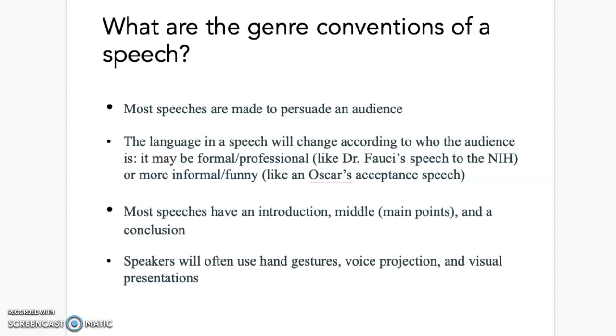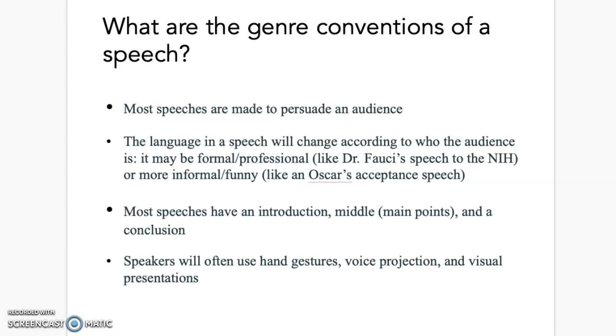So it might be really formal and professional, like Dr. Fauci's speech at the NIH, or it could be really informal and funny, like an Oscars acceptance speech. And we'll watch one of those later on this unit. Most speeches are organized in kind of a similar way to an essay, where they have an introduction at the very beginning that kind of pulls the audience in. Then they've got their main points in the middle, and a conclusion that gives the audience something to remember, something to take away.